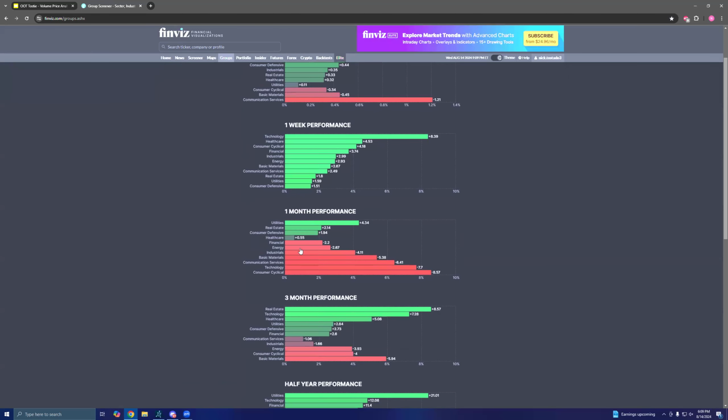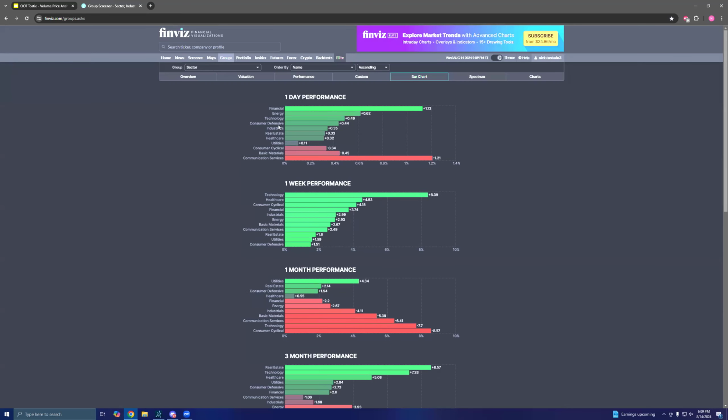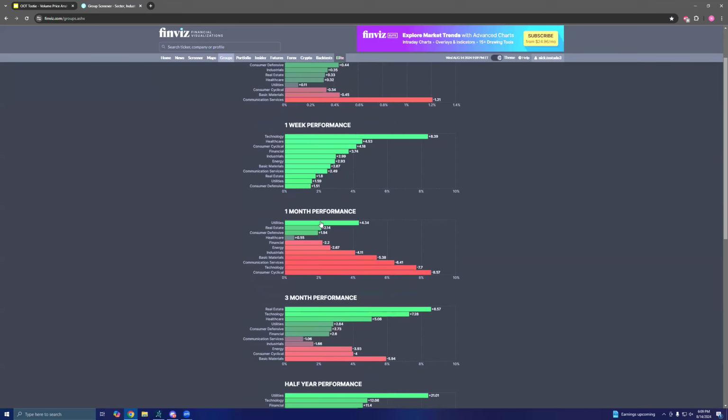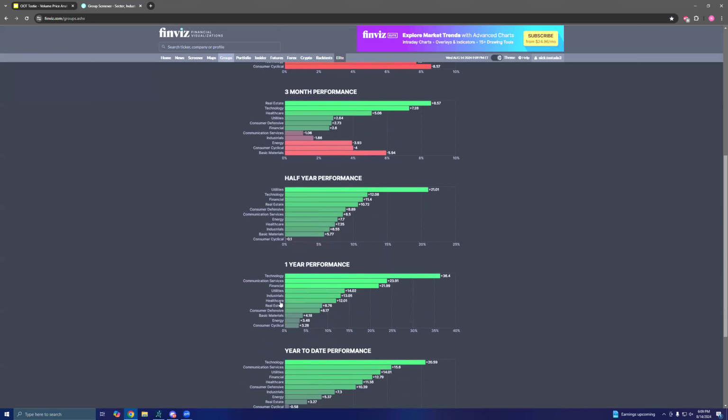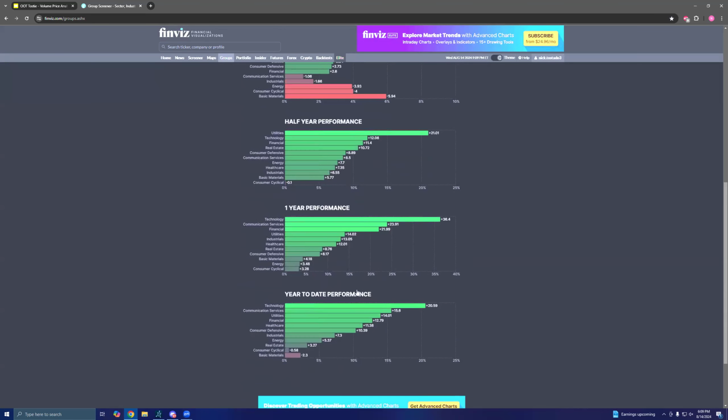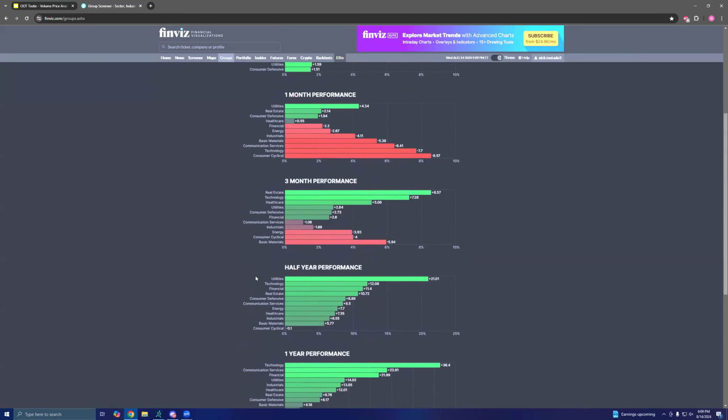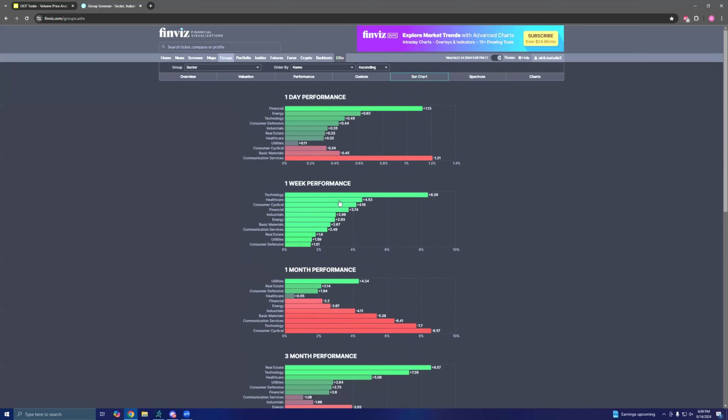As you can see here, it groups stocks by sectors, so 11 sectors of the market. It shows the performance of each one of those sectors over a couple of different timeframes. You can see year to date, technology obviously outperforming pretty much everything. In the short term, a lot of green, but technology definitely the strongest as a whole.